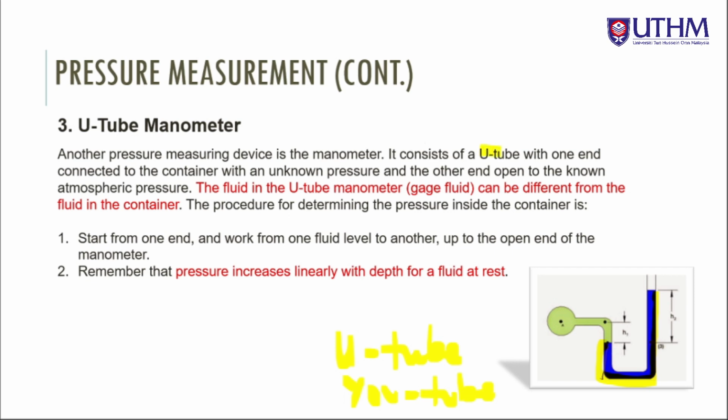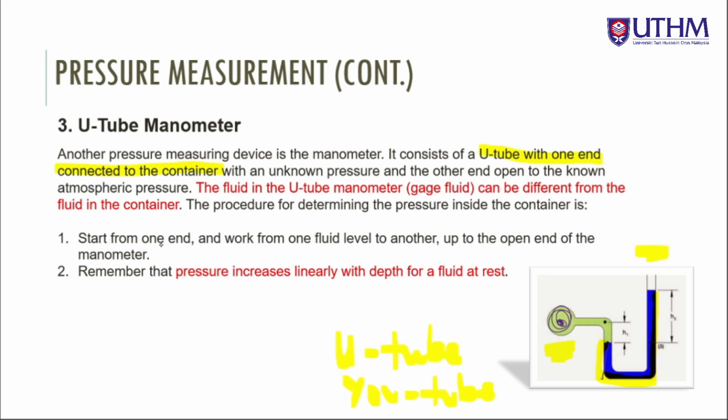Alright, so it consists of a U-tube with one end connected to the container with an unknown pressure, of course, and the other end open to the known atmospheric pressure. Sini atmospheric pressure. The procedure for determining the pressure inside the container, usually kita nak dapatkan value of gauge pressure dekat sini.